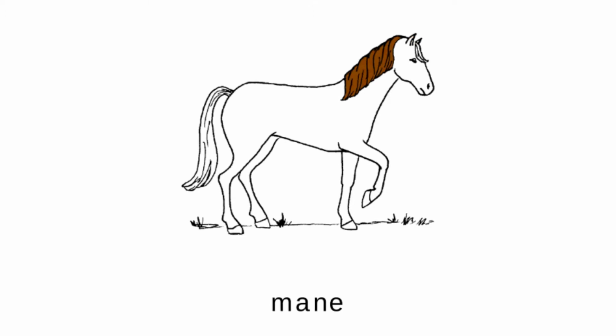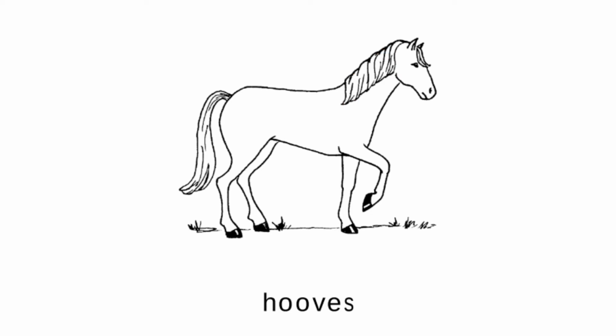The mane is long, stiff hair on the neck or head of a mammal. All mammals, even humans, have hair or fur on their bodies. Many mammals have hooves, which cover and protect their feet. Some mammals have nails or claws. Still, others have no form of covering on their feet.